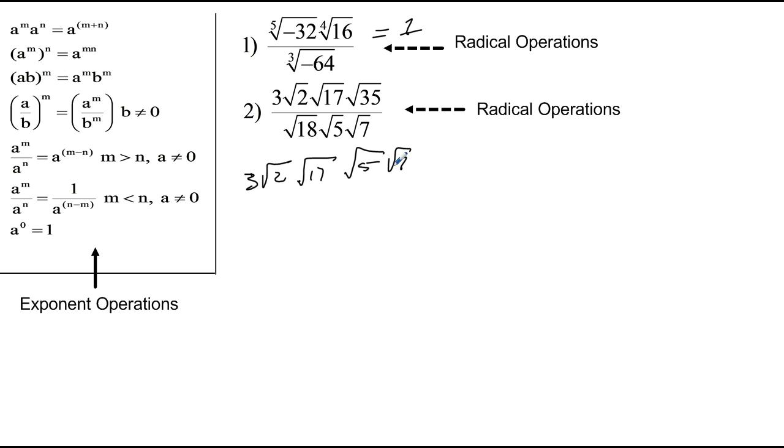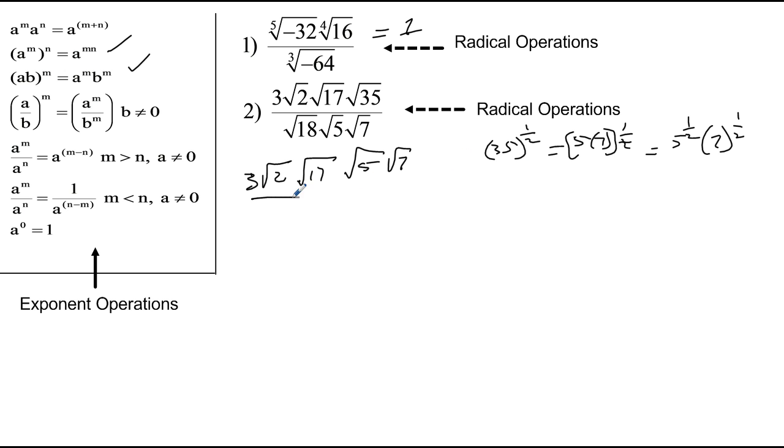How do I know that? From our exponent operations right here. This tells us that we can multiply that together, because 35 raised to the power of 1/2 is equal to 5 times 7, which is 35, raised to the power of 1/2. And that's equal to 5 raised to the power of 1/2 times 7 raised to the power of 1/2. So that's why I can do that.